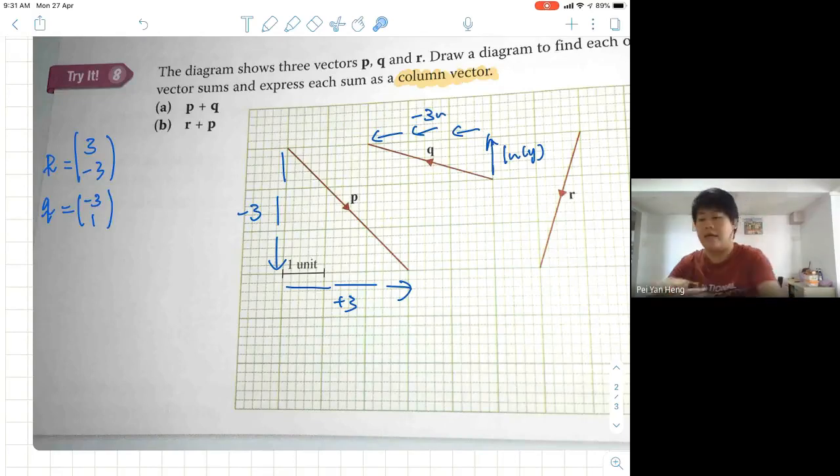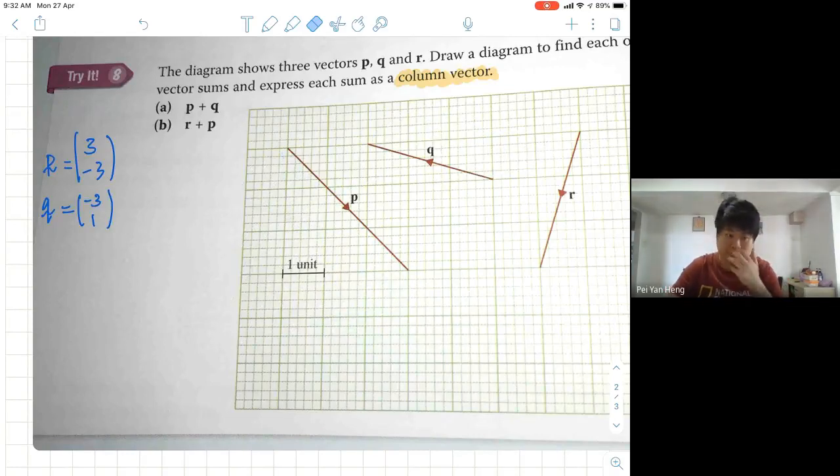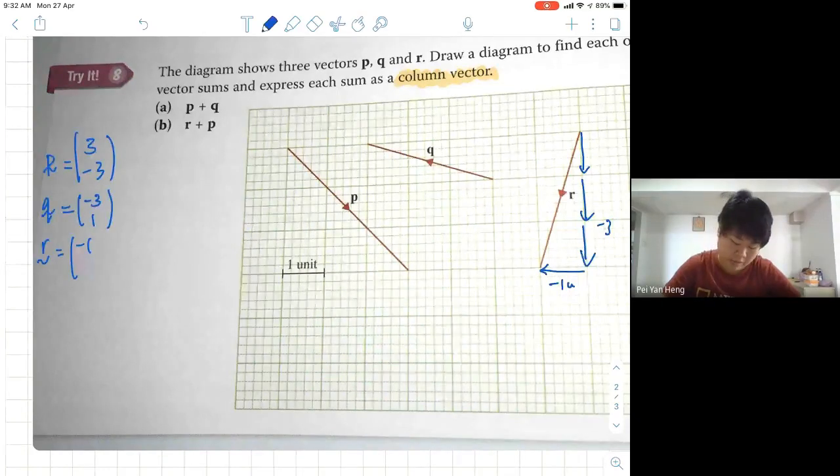Okay, so I'm erasing all these markings on the graph because I need you to draw later. This is just trying to show you what I'm doing to get the column vectors. So for R, we move to the right by 1 unit. So the x value is -1. You are going downwards along the y by -3. So this is -1, -3.